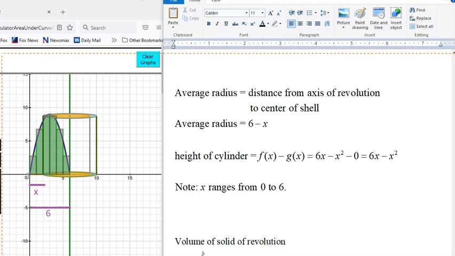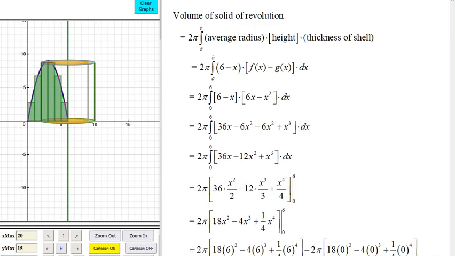And x ranges from 0 to 6 for the shaded, bounded region. So our limits of integration will be from 0 to 6. So we have the average radius is 6 minus x, the height is 6x minus x squared, and the thickness of the shell is represented by dx.